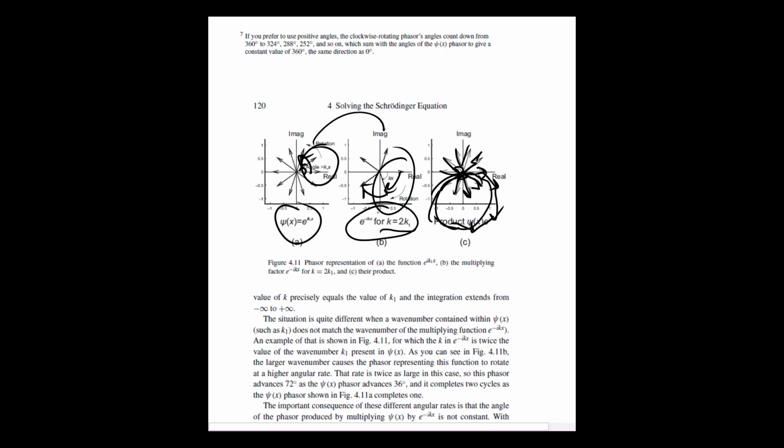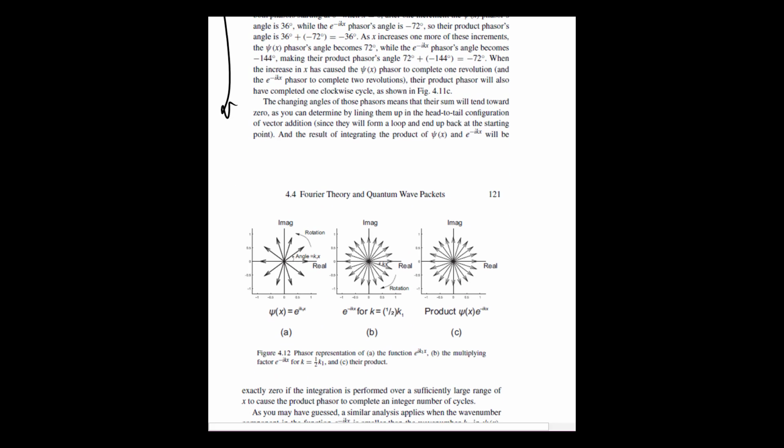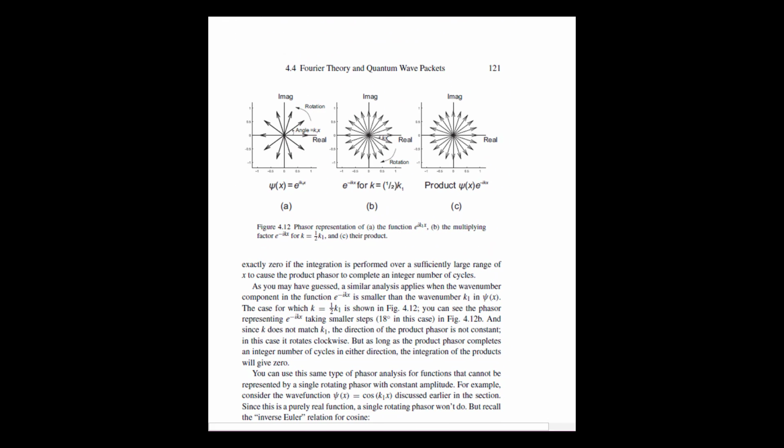So when the rate of rotation in the Fourier transform factor does not match the rate of rotation of psi of x, the phasors do not line up at the same angle, and you get a small resultant. If you want to see the numbers on that example, they're given here. And then there's another example in which we're going to take the Fourier transform factor as half of k1, where k1 is our psi of x wave number.